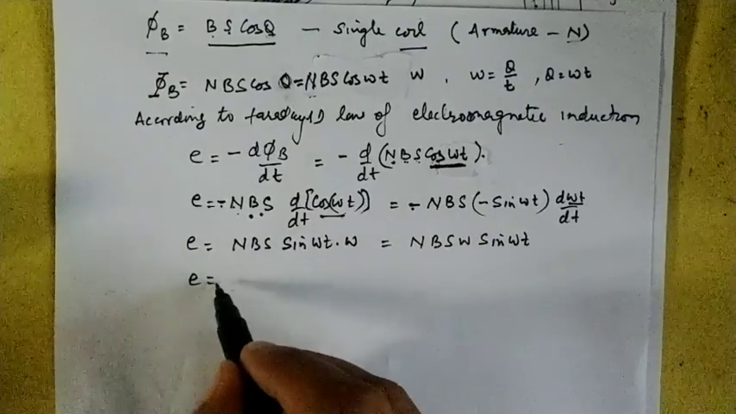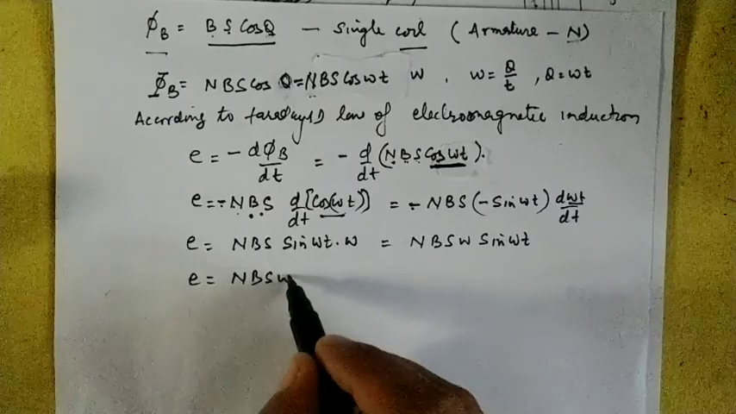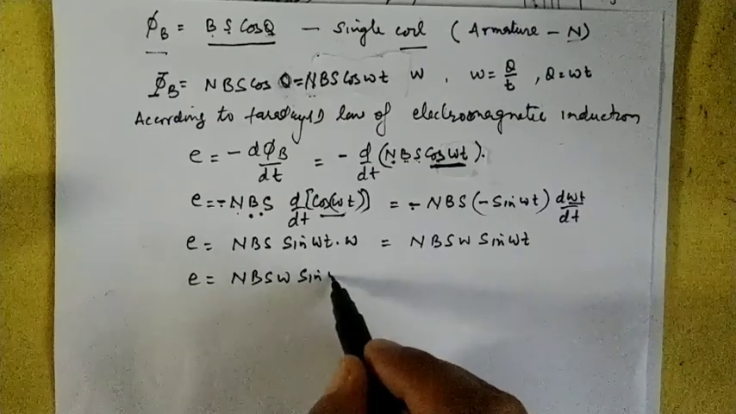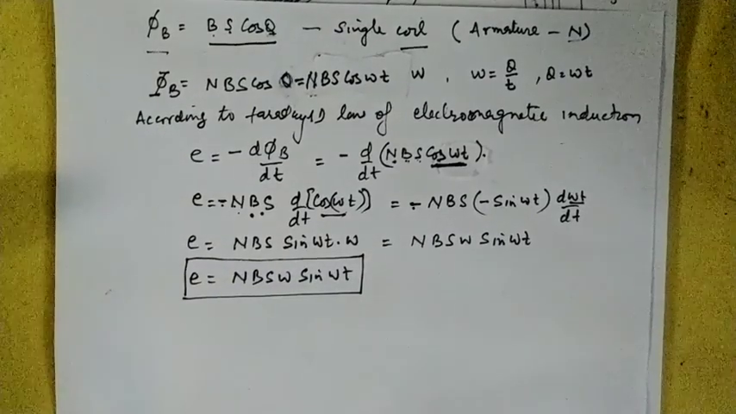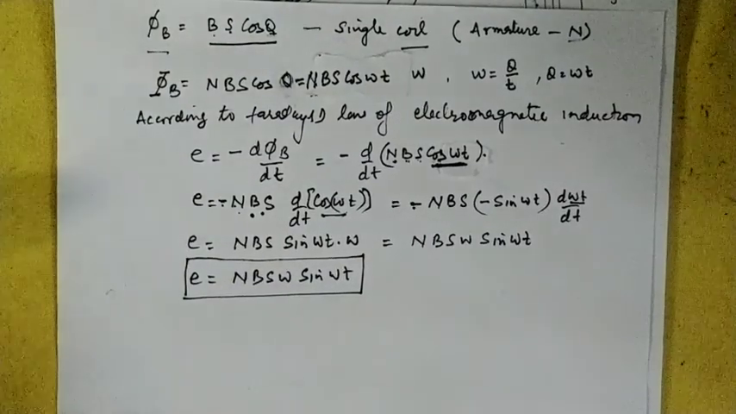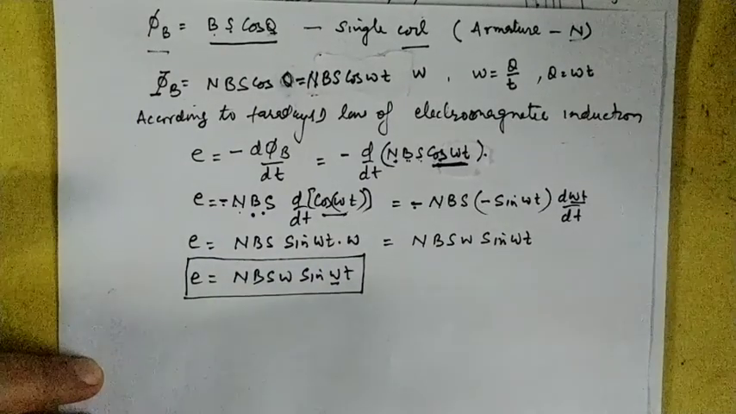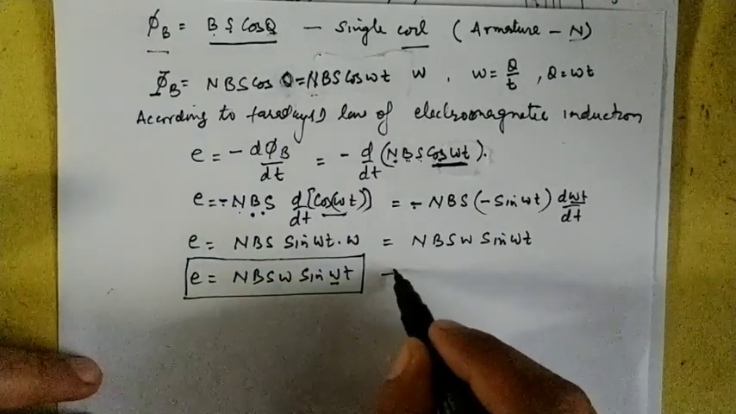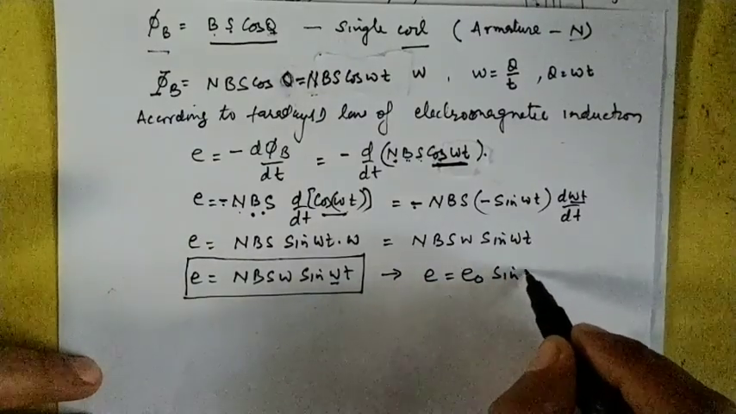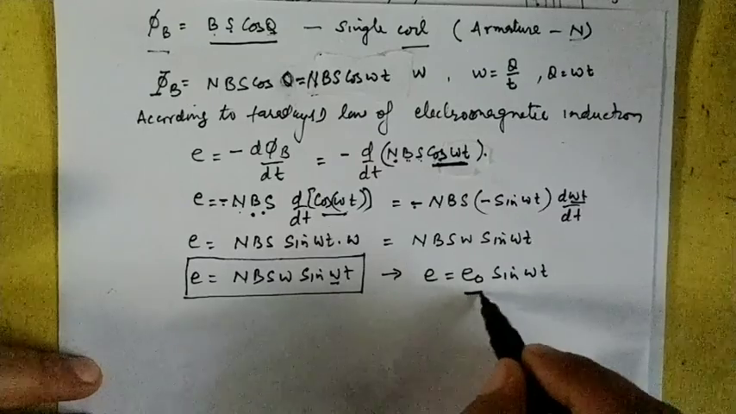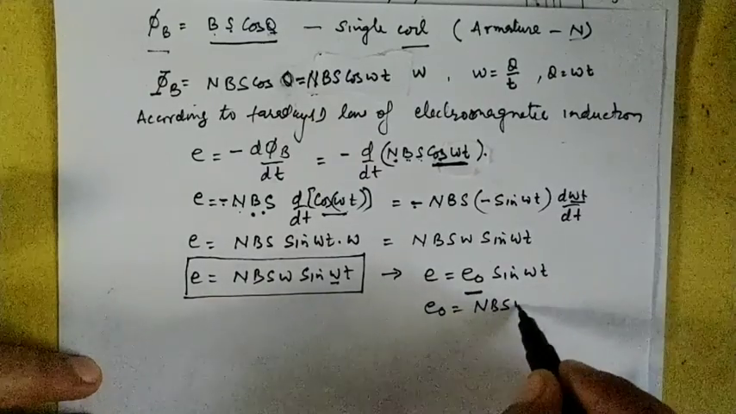So further we can write it like this one, NBS omega sine of omega t. So this is your induced EMF when you rotate the armature by an angular velocity omega. If you write in the standard form or in simple form, E is equal to E naught sine of omega t. So here if you compare this one, the E naught will be equal to NBS omega.